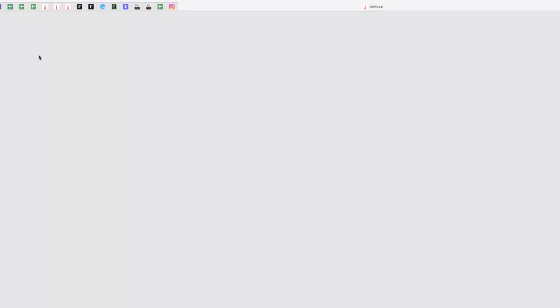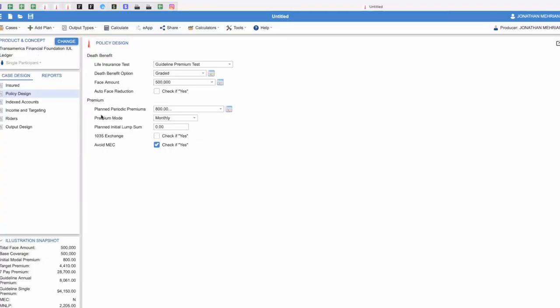How do I find out how much insurance I want to get? Let me see the chat real quick. I know I got to change the face amount, but what do I do? Miguel, good job. Miguel hit it on the head. Minimum non-MEC. So what do I do? Change my face amount to what is called minimum non-MEC.